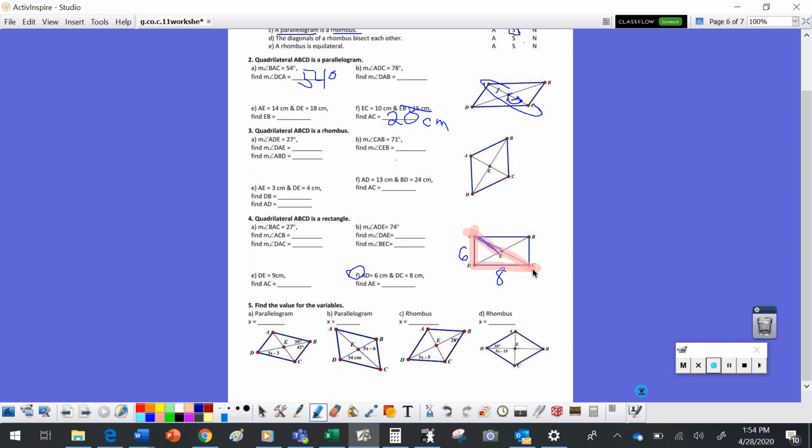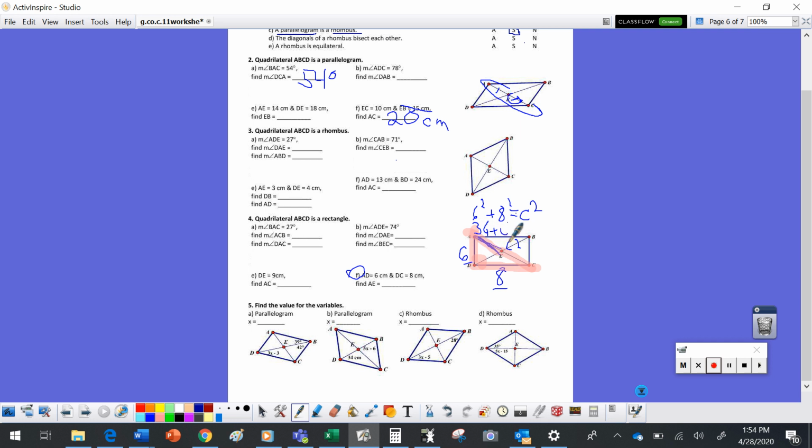If I extend that, guys, I've got myself a right triangle. So I can use 6 and 8 to find the length of this whole side. So that's exactly what I'm going to do here. To find the length of that whole side, I know a squared plus b squared has to equal c squared. So 6 squared plus 8 squared equals c squared. 6 squared is 36.